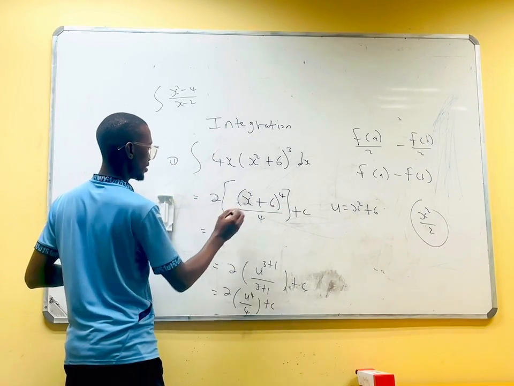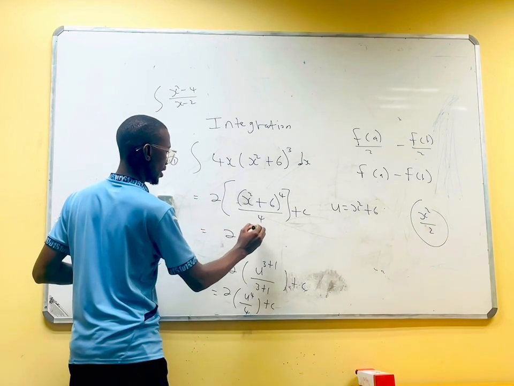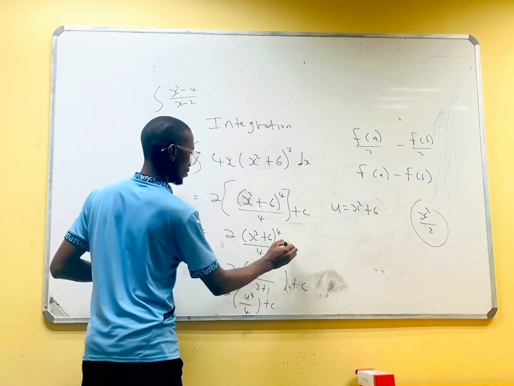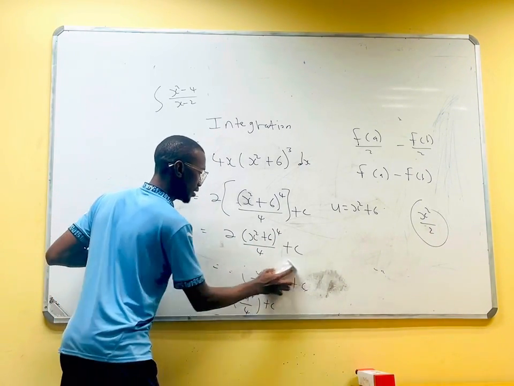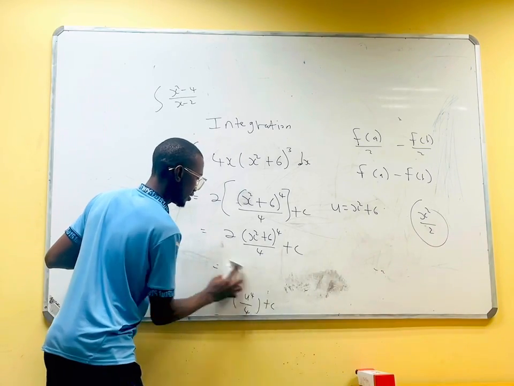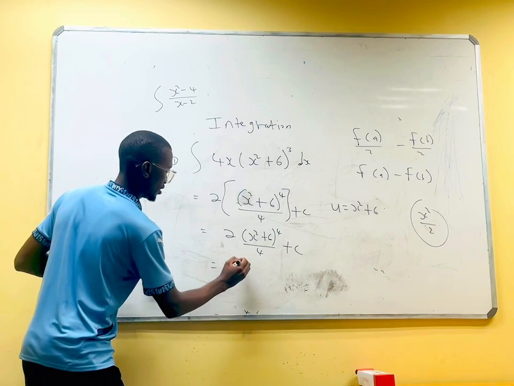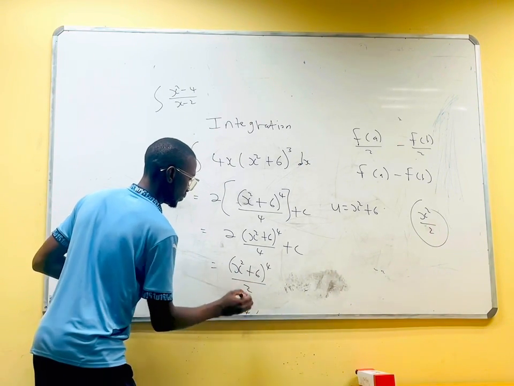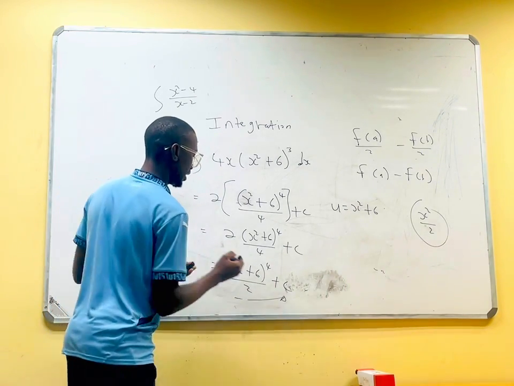So you can see, then you can basically multiply. You're going to have 2 into x squared plus 6 to the power 4 all divided by 4. And someone is going to say, isn't the answer this guy? x squared plus 6 all to the power 4 all divided by 2. Yes, that's correct. This is going to be our final answer.